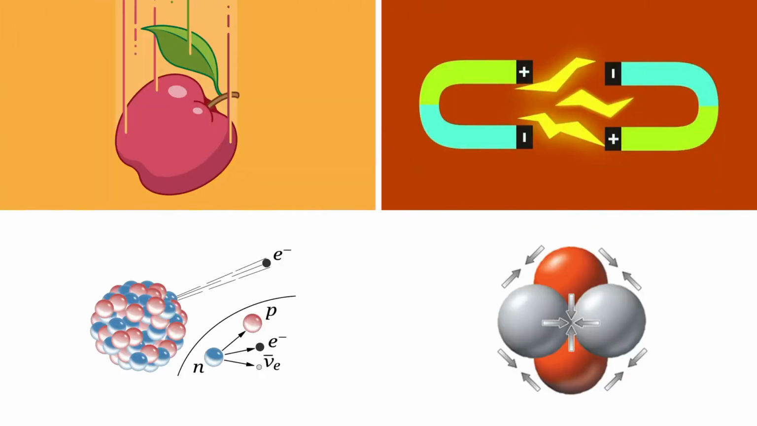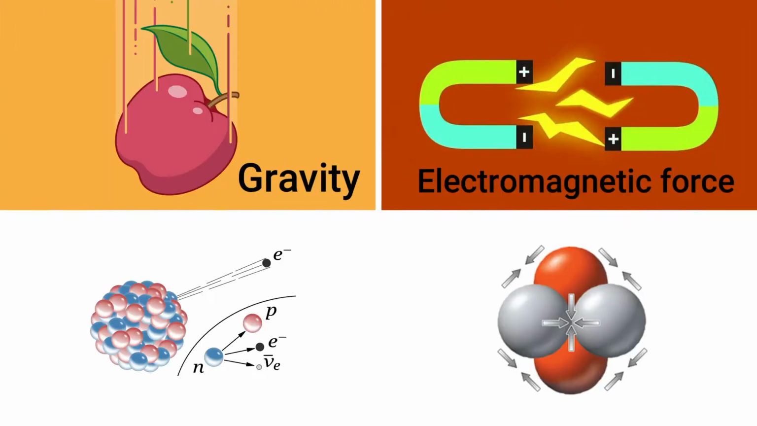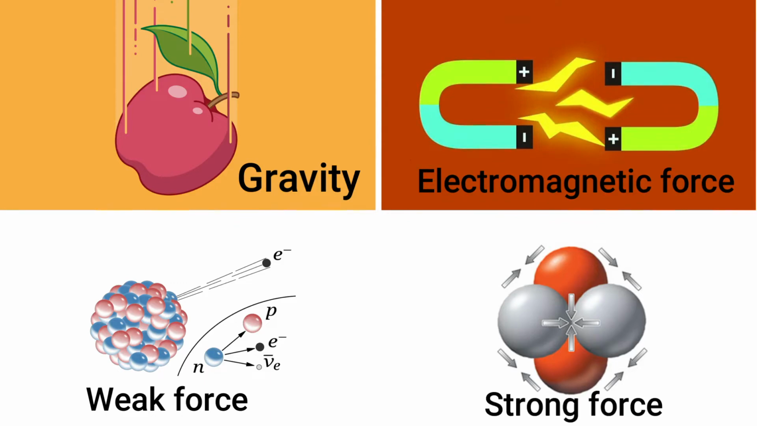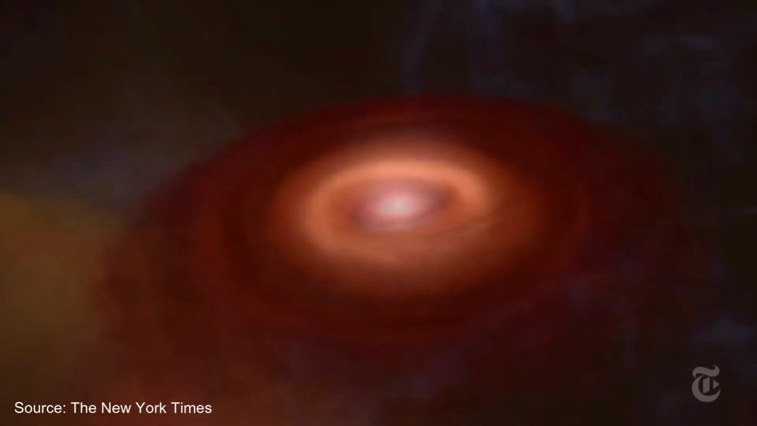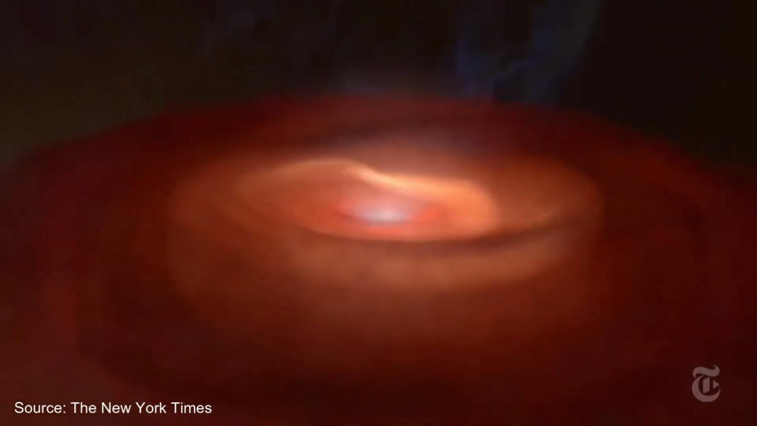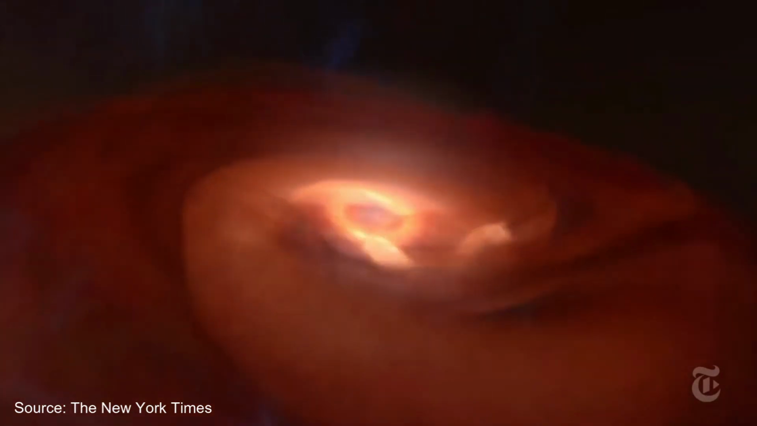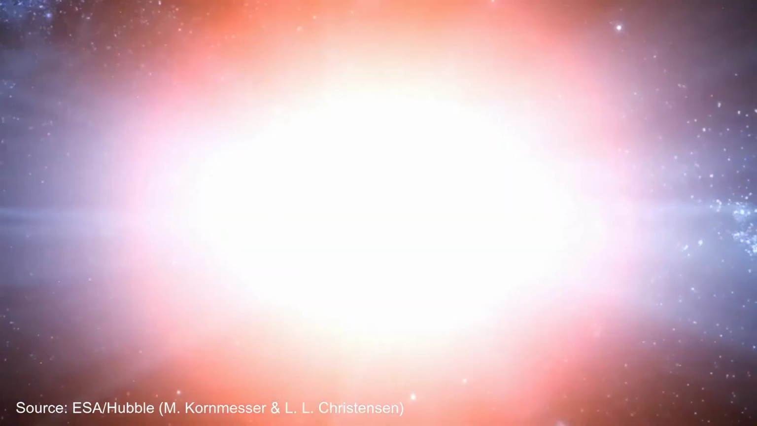These forces include gravity, electromagnetic force, the weak force, and the strong force. This book has got two chapters that are dedicated to explaining black holes. It talks about how stars are born as a result of giant hydrogen gas clouds collapsing on themselves due to gravity, and how they die as the star runs out of its nuclear fuel.